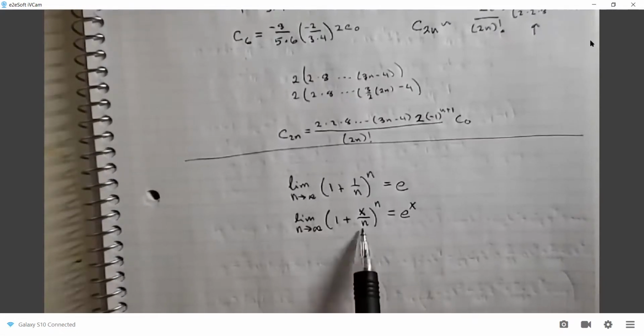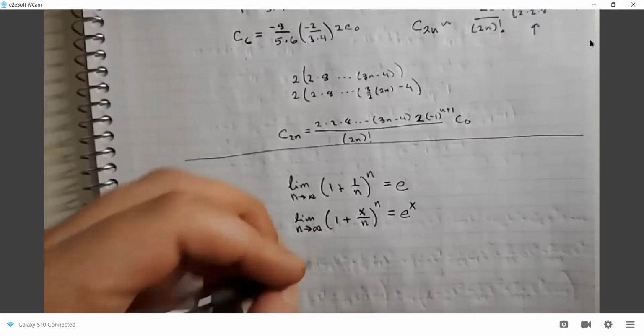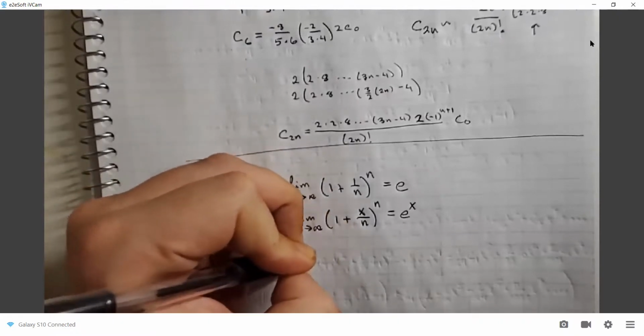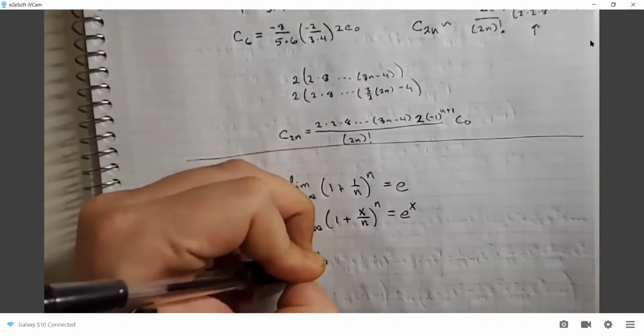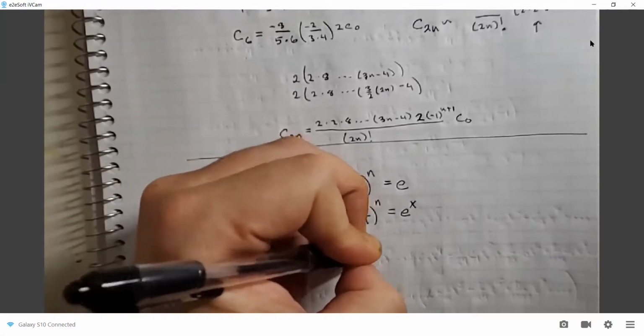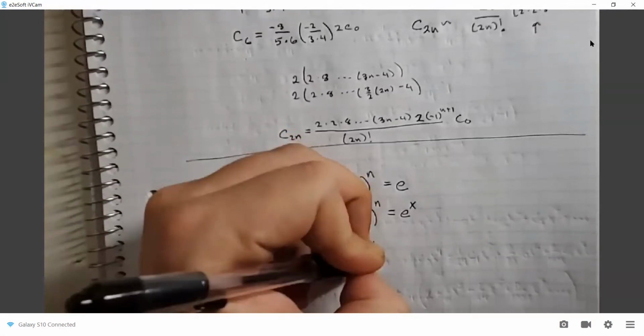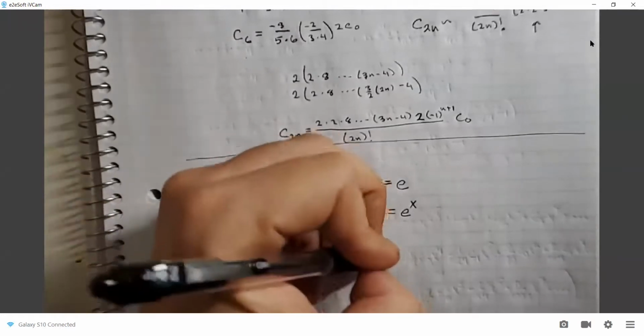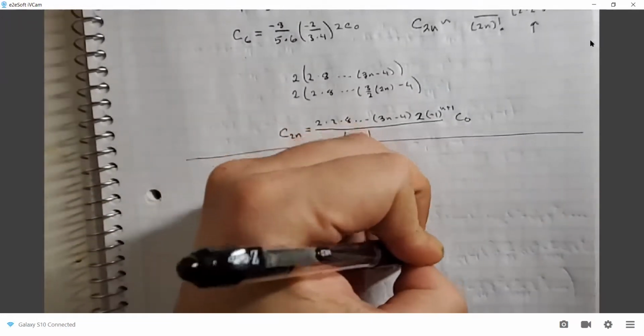And actually this n could be n plus a constant. It would still be the same. So if you had the limit as n approaches infinity of (1 plus x over n plus a) raised to the n, where a is just some number, that's also e to the x.